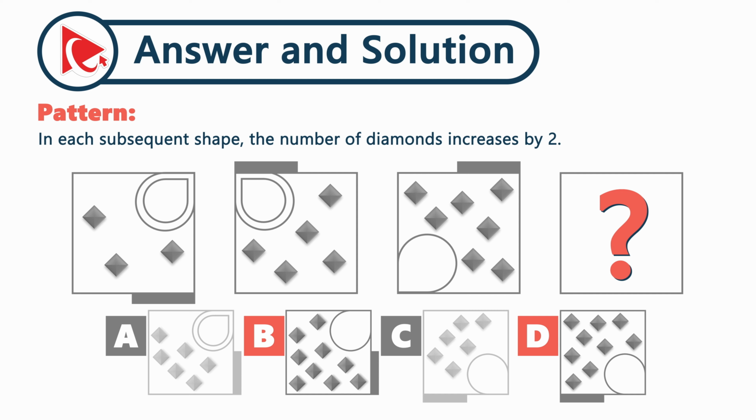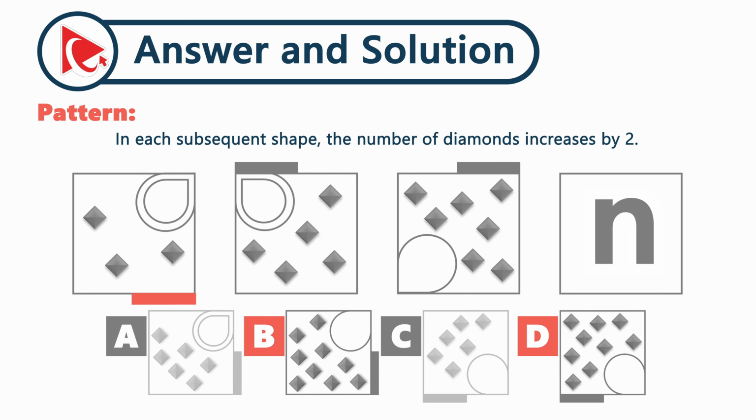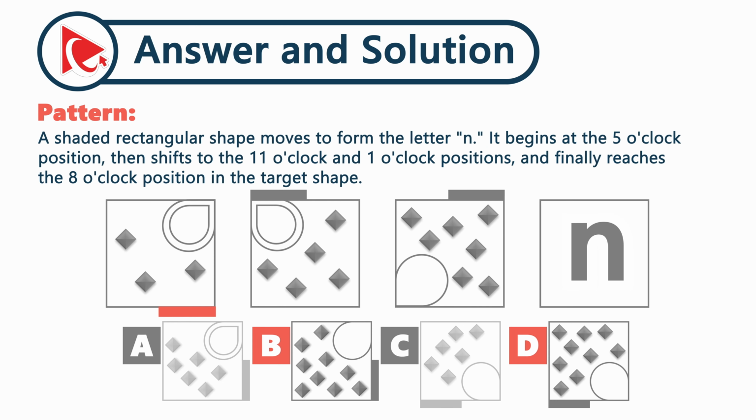D. Let's take a close look at the shaded rectangle, which is located at 5 o'clock in the first shape. To better understand the pattern, let's imagine the letter N in the English alphabet. A shaded rectangular shape moves to form the letter N. It begins at the 5 o'clock position, then shifts to the 11 o'clock and then 1 o'clock positions, and finally reaches the 8 o'clock position in the target shape.